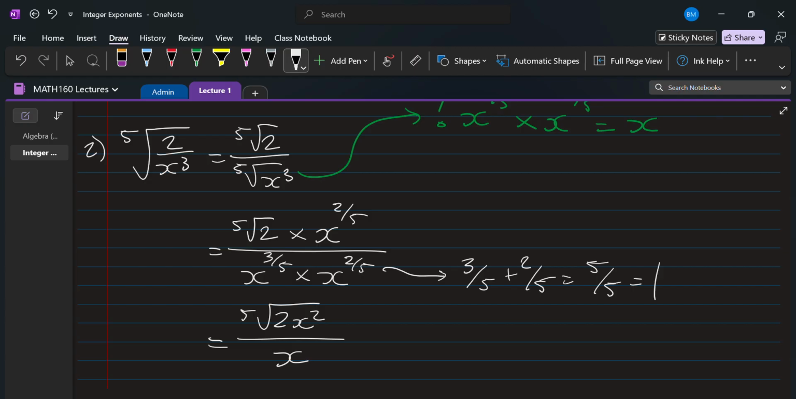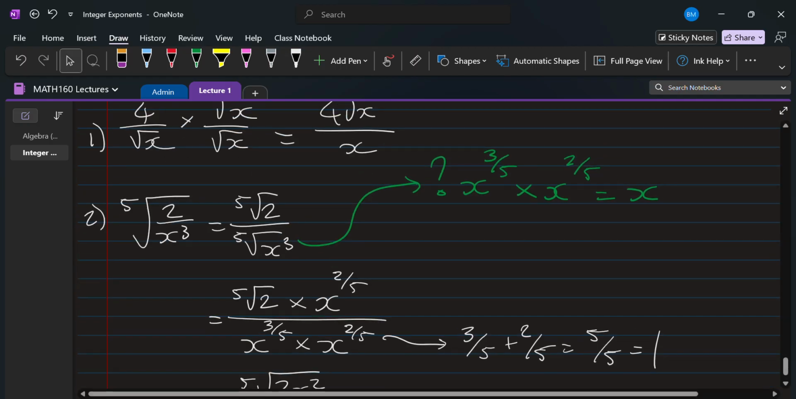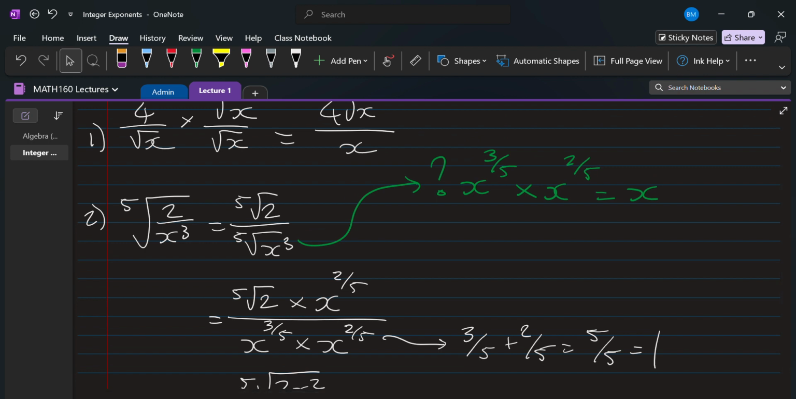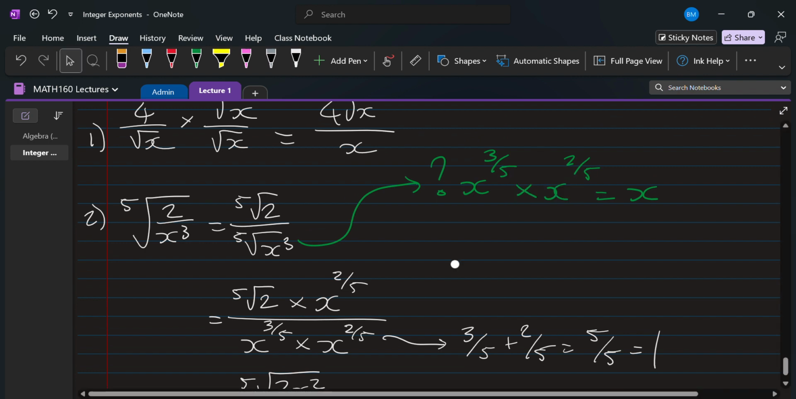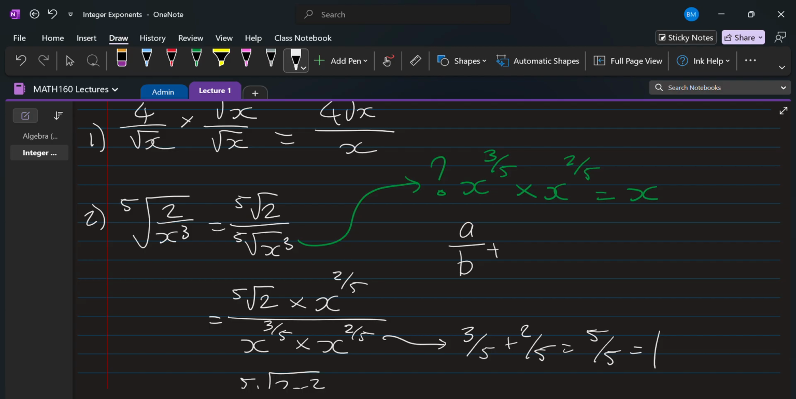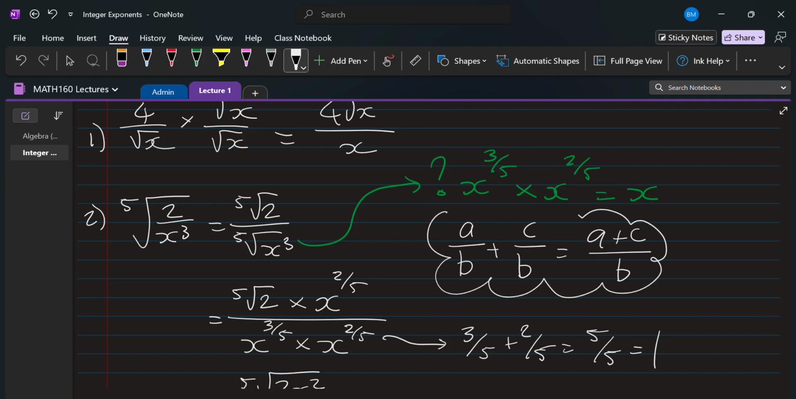Any questions on this one? Yes? No, if there's a plus or minus, it works exactly the same. Whatever the plus or minus, we're not interested in that. It's only that these exponents add to 1. So here, this was 3 over 5 plus 2 over 5. That's 5 over 5, which is 1. That's all we want. There was another question?